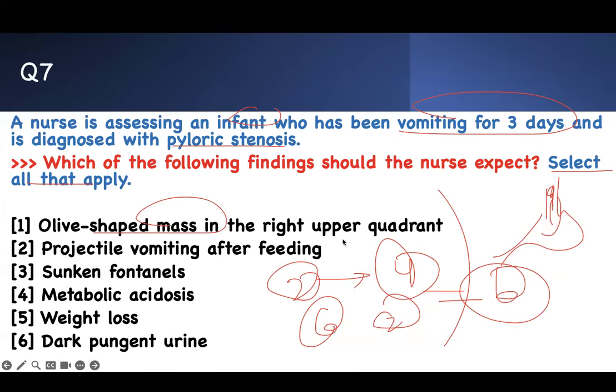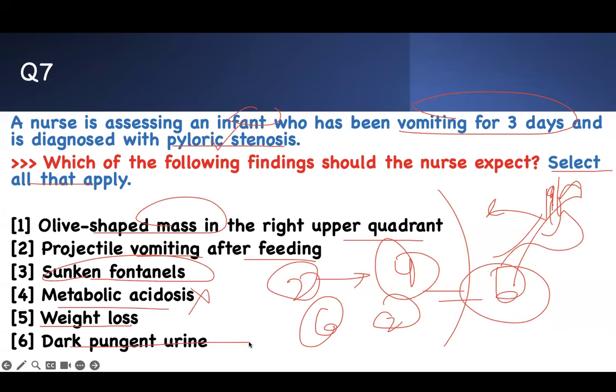Olive-shaped mass in the right upper quadrant is called pyloric stenosis. Projectile vomiting after eating is called pyloric stenosis. Sunken fontanelle is called dehydration. When you vomit your acid out, you'll be left with alkaline. You become alkalosis. When you lose all your fluid, you lose weight. If you lose weight and you lose all your fluid, your urine becomes dark.